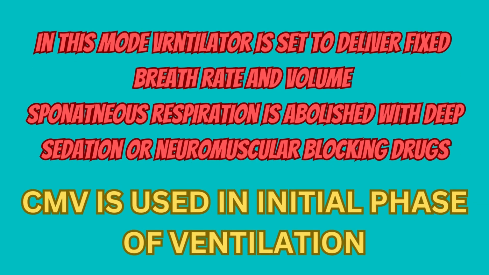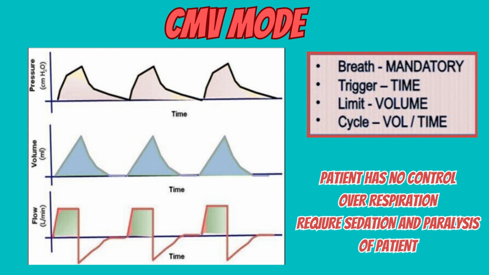Control mandatory ventilation. In this mode, ventilator is set to deliver fixed breath rate and volume. Spontaneous respiration is abolished with deep sedation or neuromuscular blocking drugs. In CMV mode, all breaths are mandatory and delivered by ventilator at fixed time interval, and fixed set tidal volume is delivered by ventilator.